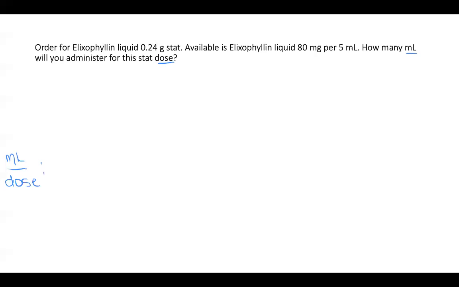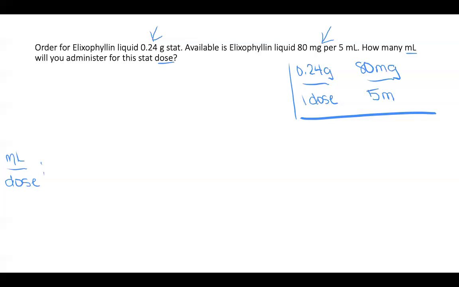Okay, step 2 is to build our box. And in our box goes our order. And we need to make sure we put it over day or dose. So this is a 0.24 gram stat order. That means it's a 1 dose order. So 0.24 grams per 1 dose. Okay. We also need what we have on hand. It says right here, available is Elixophyllin liquid, 80 milligrams per 5 milliliters. So we're going to write that, 80 milligrams per 5 milliliters. Okay. All right, so now we've built our box.